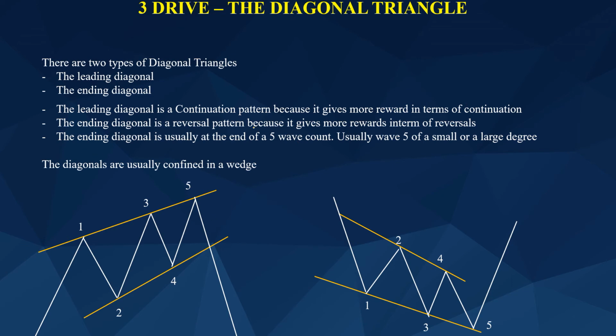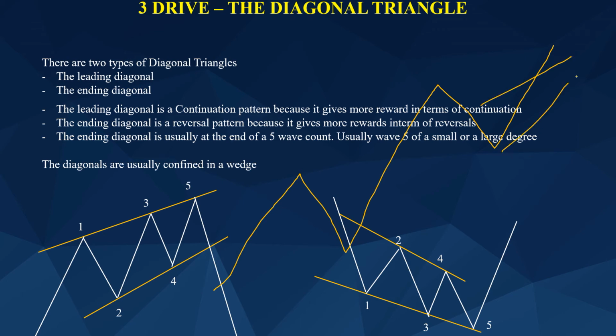The ending diagonal gives more rewards in terms of reversal because they are always at the end of the wave. So for instance, if I take wave 1, wave 2, wave 3, wave 4, wave 5, this wave 5 is going to have an ending diagonal, something like this. So if I sell here, I'm going to have more reward because price is going to trade below this.